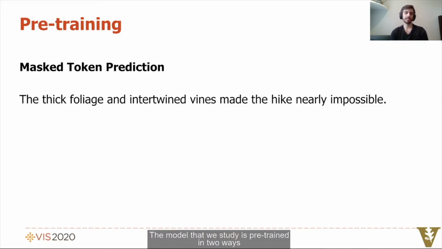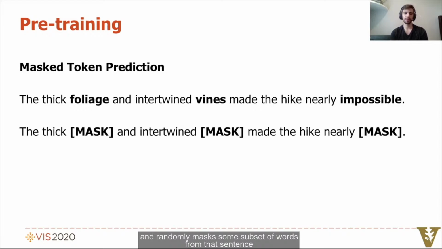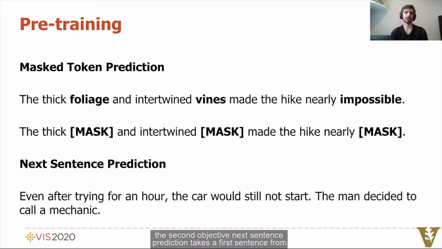The model that we study is pre-trained in two ways. First, it uses masked token prediction. Masked token prediction takes a sentence and randomly masks some subset of words from that sentence. We then ask the model to predict which words in the vocabulary were masked. The second objective, next sentence prediction, takes a first sentence from somewhere in the corpus and a second sentence that either follows or is random. And then we have the model predict whether or not these sentences are in fact following one another.